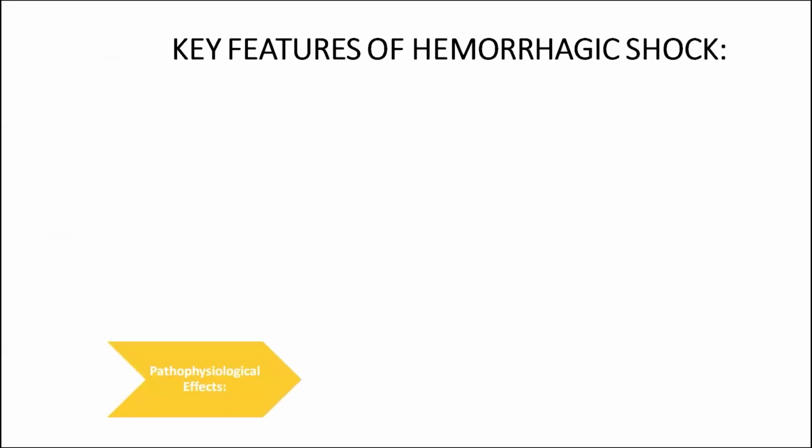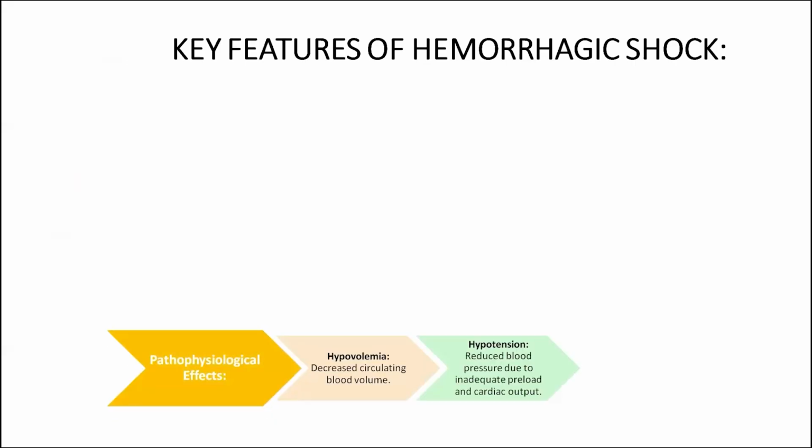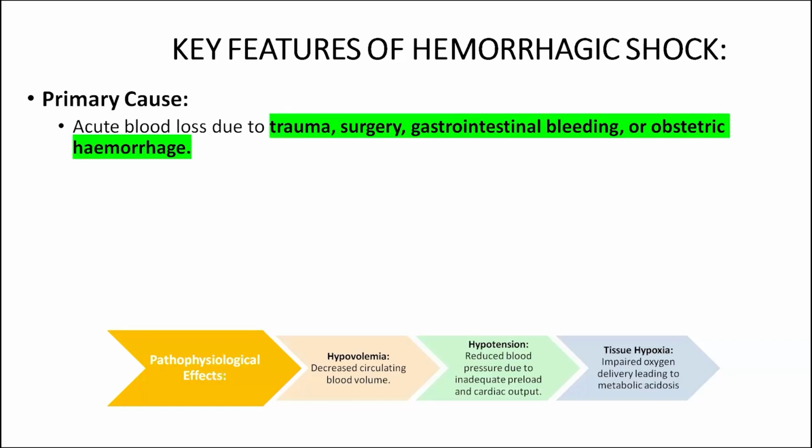So what are the key features? Usually in hemorrhagic shock, there is hypovolemia, because of decreased circulating volume, which causes hypotension. That in turn will cause tissue hypoxia, and tissue hypoxia in turn can lead to metabolic acidosis. What is the primary cause? It can be trauma, surgery, gastrointestinal, obstetric cause, etc. So these are the causes.